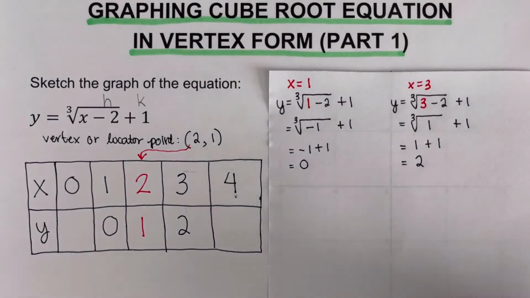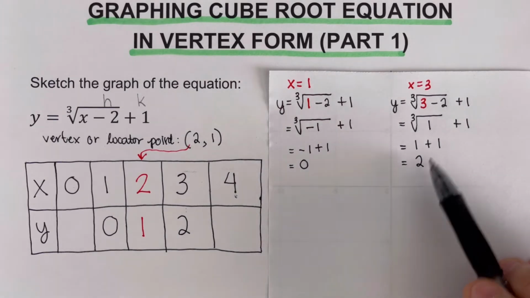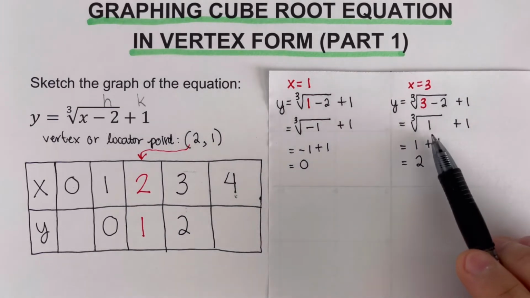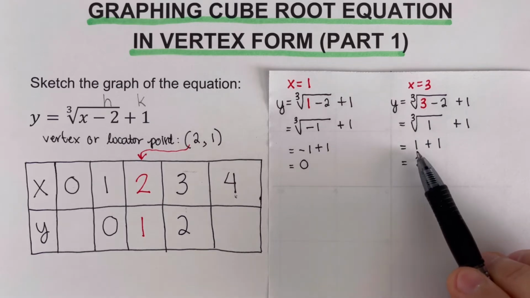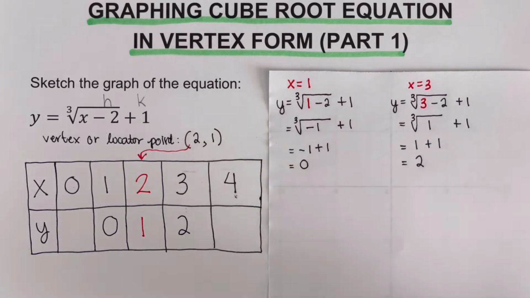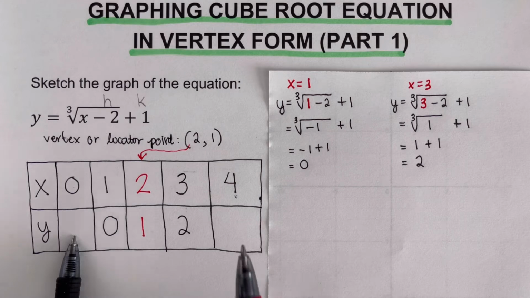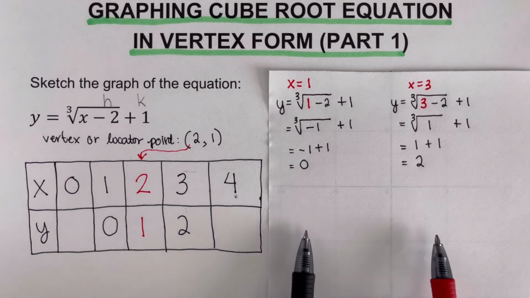Okay, so the value that I got here is 2, because we have 3 minus 2 is 1, and then the cube root of 1 is 1, and then we have a plus 1, so 1 plus 1 is 2. Now what we are going to do is I will show the work for y when x is 0 and y when x is 4 on the side down here.